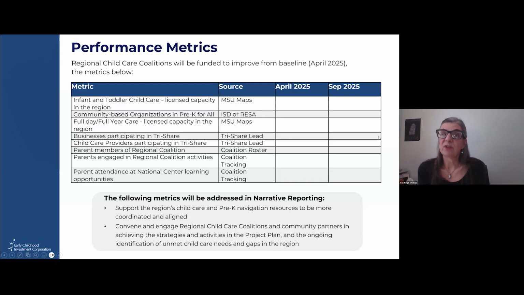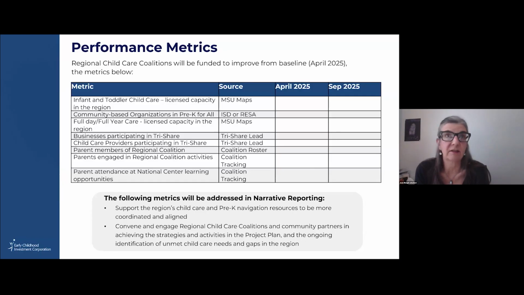I'm going to talk just briefly about performance metrics. We will be funding coalitions to work on improvement from baseline on the metrics below. We'll be looking together at infant and toddler childcare license capacity in the region. What does that look like in April? What does that look like in September of 2025?